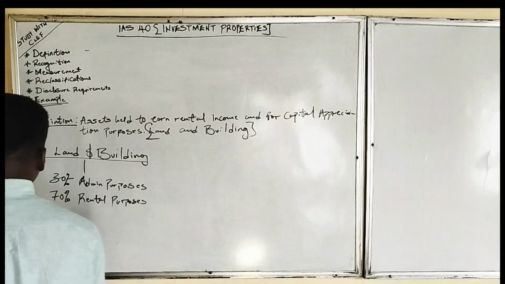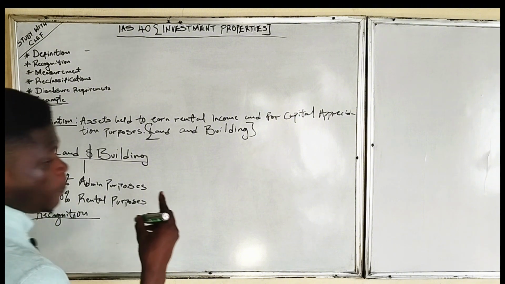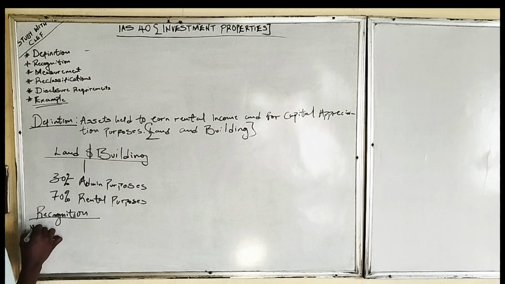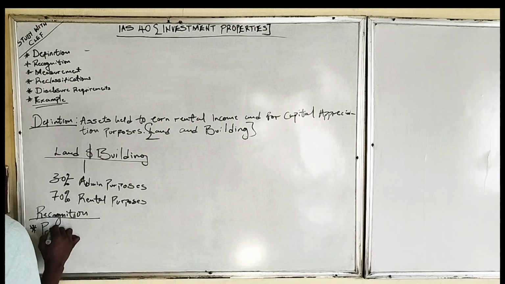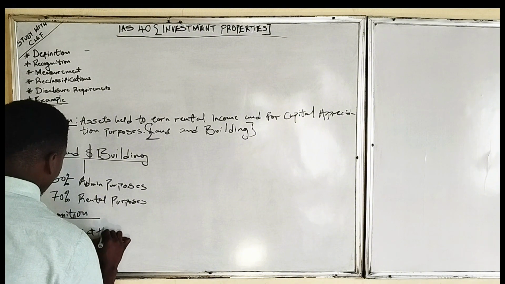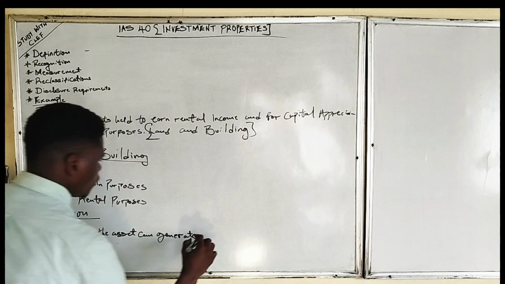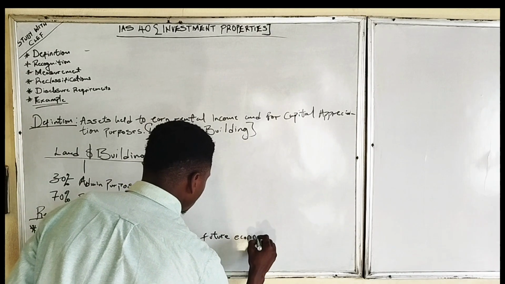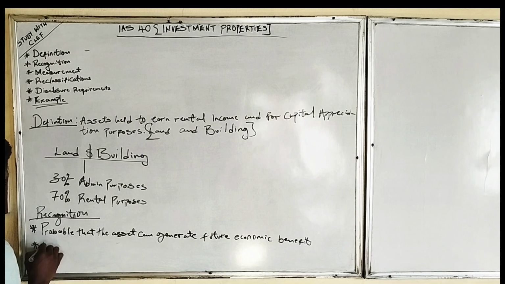So the recognition criteria now. The recognition of IAS 40 is similar to that of IAS 16, which is property, plant, and equipment, which states that before you can recognize an asset as an investment property, it must be probable that the asset will generate future economic benefit, just like IAS 16. And also, it must be reliably measured.